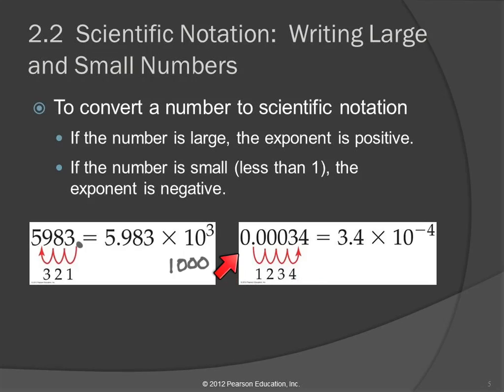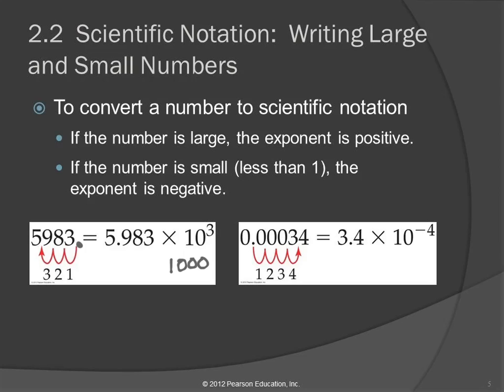So this other example is a small number, 0.00034. For scientific notation, the first digit cannot be 0. So we have to move that decimal point to the right until we've got 1 non-zero digit. So we're going to end up with 3.4. And then we count: how many places did we move it? We moved it 4 places.